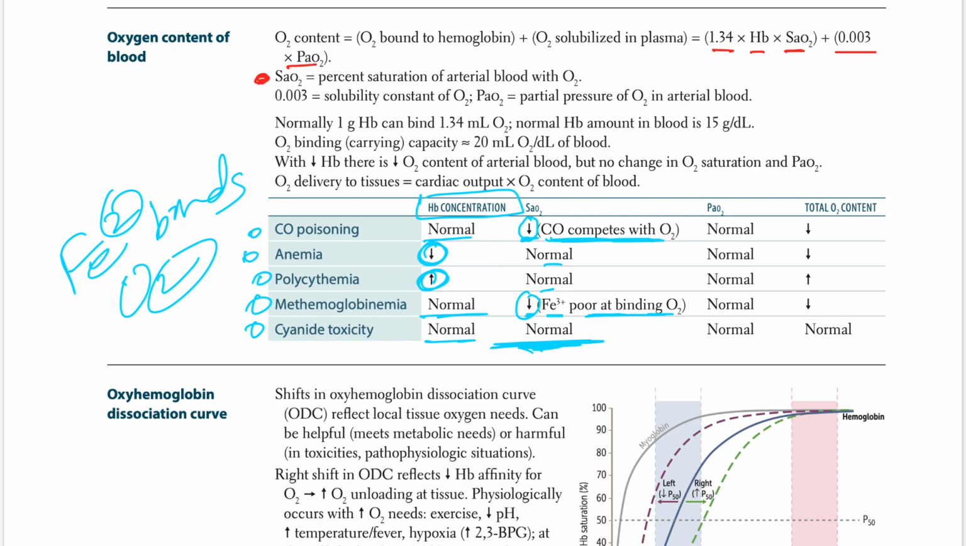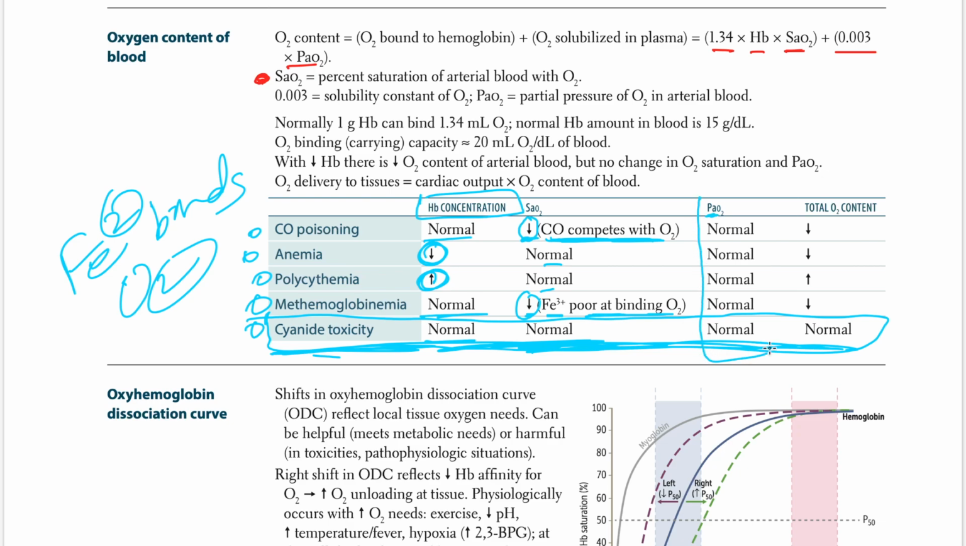And cyanide just has a normal. If you look at cyanide, everything is normal. Cyanide is just out of the box. Every single parameter is normal. So we're left with the other ones. The PaO2, the partial pressure of oxygen, is normal in every single disease, so we can take out this box as well. Total O2 content is decreased in CO and anemia, but increased in polycythemia, and also decreased in methemoglobin. So you can say it is basically decreased other than polycythemia, right? So this is all about the oxygen content of blood.